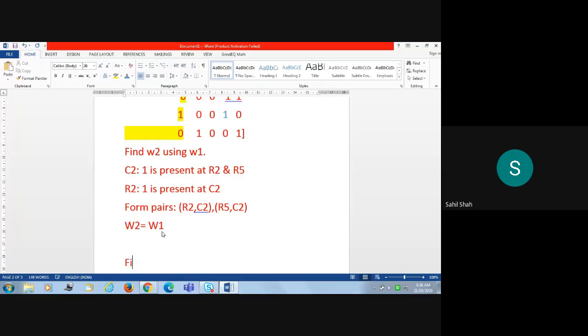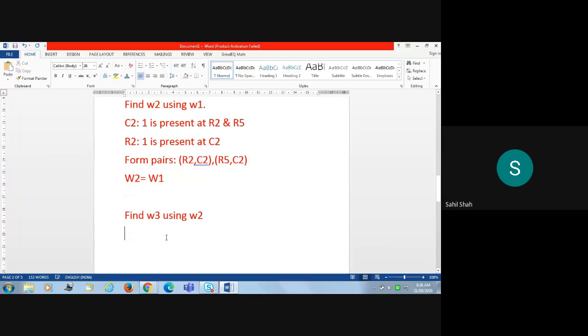Roll number 47. How to find W3 using W2? What should I consider for W3? Do we have roll number 47 present? I think not present. Okay.